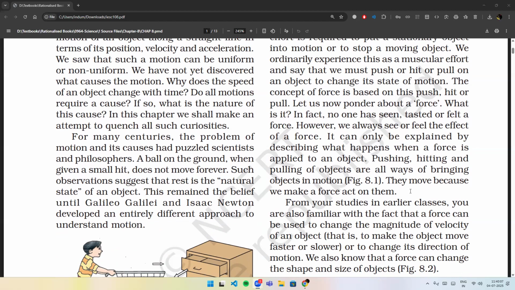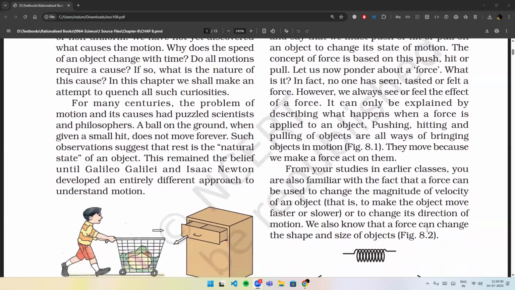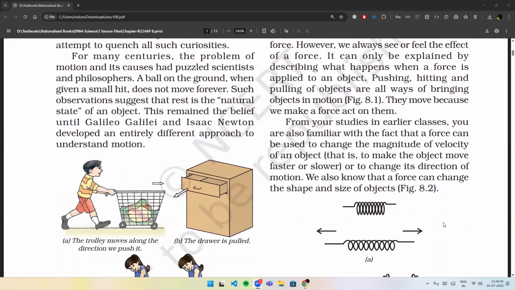Let us now ponder about a force. What is it? In fact, no one has seen, tasted, or felt a force. However, we always see or feel the effect of a force. It can only be explained by describing what happens when a force is applied to an object. Pushing, hitting, and pulling of objects are all ways of bringing objects in motion. They move because we make a force act on them.